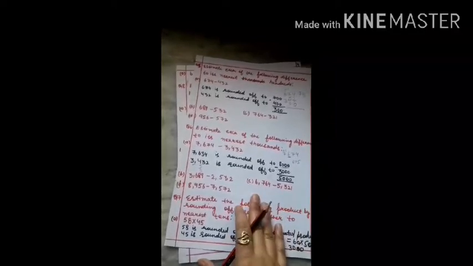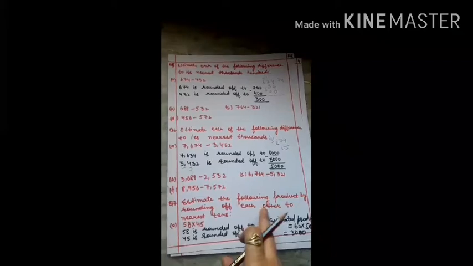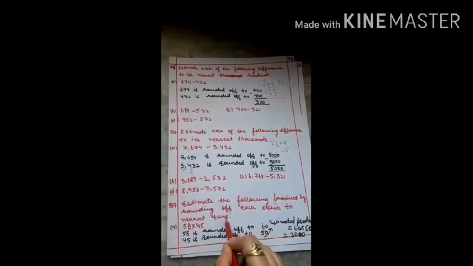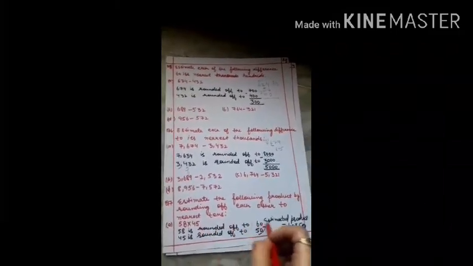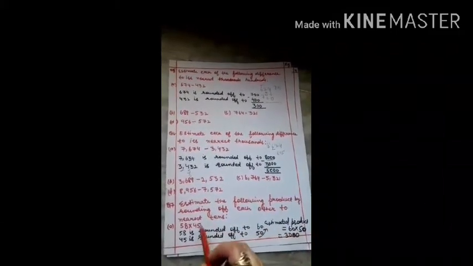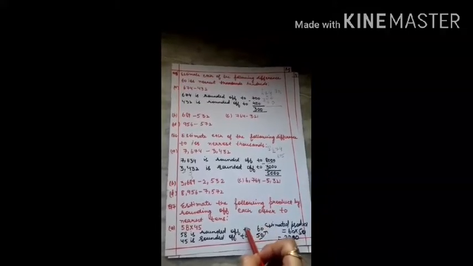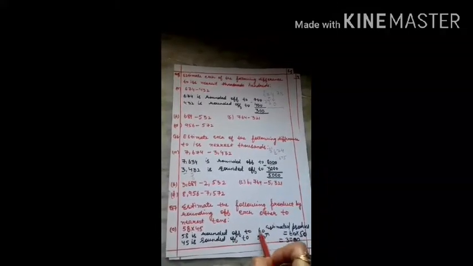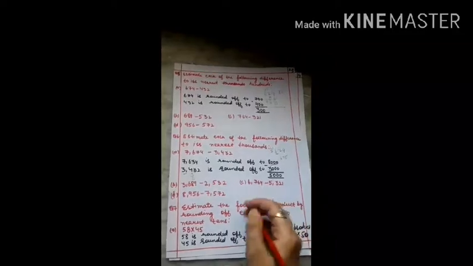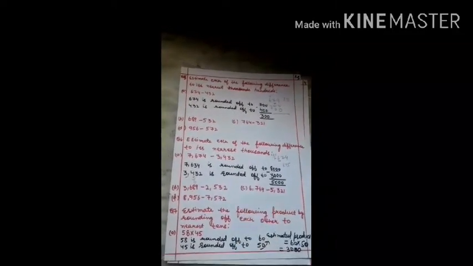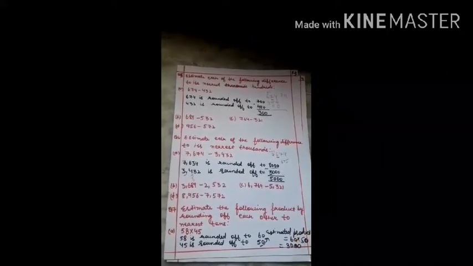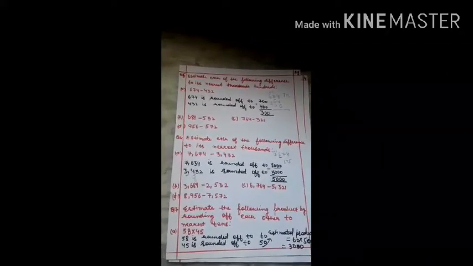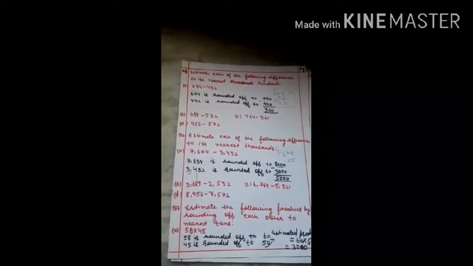Okay class, now your next question is estimate the following product by rounding off each number to the nearest tens. Okay, round them off to the nearest 10 and simply multiply. 58 will be rounded off to 60 because 8 is greater than 5. 45 will be rounded off to 50 because 5 is equal to 5. When your digits are from 0 to 4, no change will be there. Only change will happen when your digits are from 5 to 9. I have already explained this thing in your previous estimation lecture.